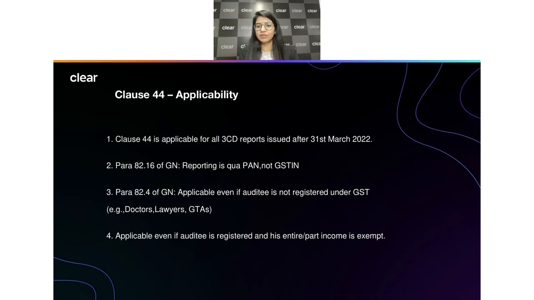I could see the answers. Nikita says PAN level. Abhinav says PAN level. Roshni says PAN level. Mayuri says PAN level. Shiva. So everyone is saying PAN level, and that's the right answer, right? So obviously, when it comes to clause 44, this is always at a PAN level, which means I don't have to worry about the GSTN. I'm not going to look at a GSTN level and give all the breakup of GSTNs. That's not even required. This is always at a PAN level.